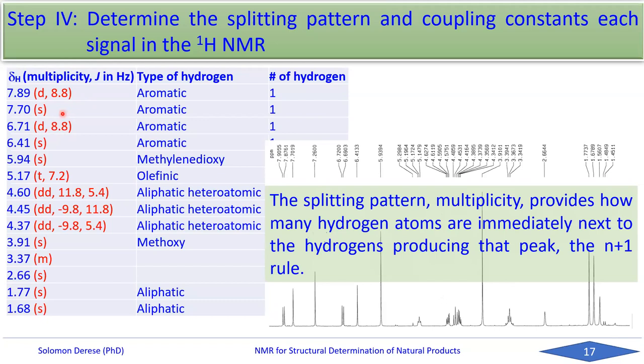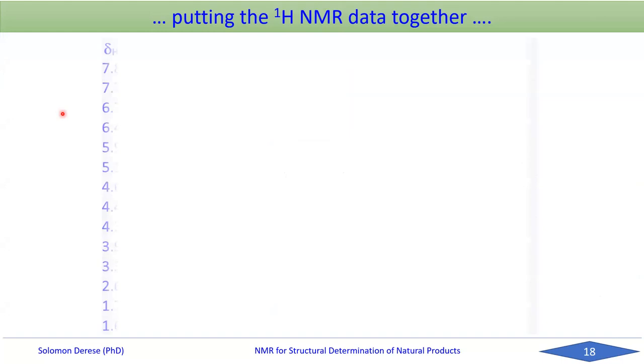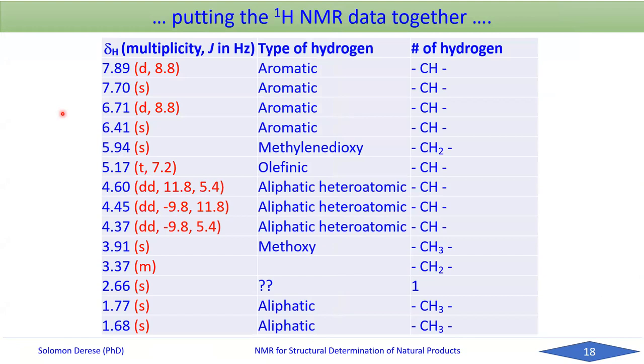So as much as possible, extract pieces of information and combine all this together to give you some information about the structure of an organic compound. When you put all this together, you can have such kind of information, which you can later use in determining the structure of the compound. So this is what one can obtain from the proton NMR.